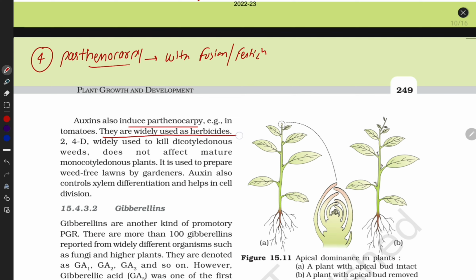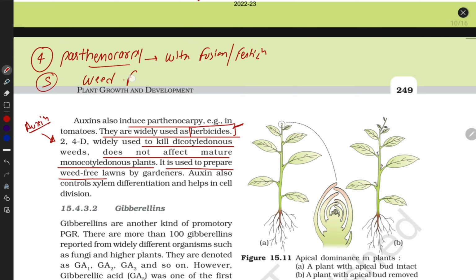They are widely used as herbicides. Now I tell you the uses of synthetic auxins. They are useful as herbicides. It does not affect mature plants. They do not affect monocotyledon plants, but they affect dicotyledons. It is used, fifth, to prepare weed-free lawns because they kill the weeds.